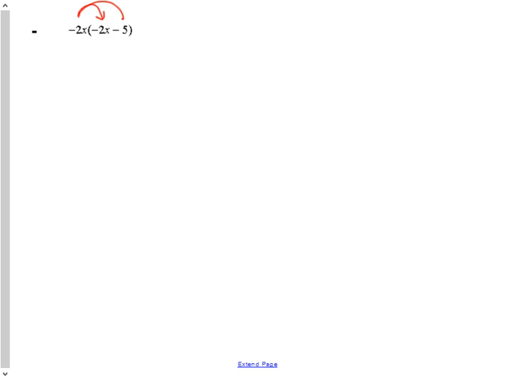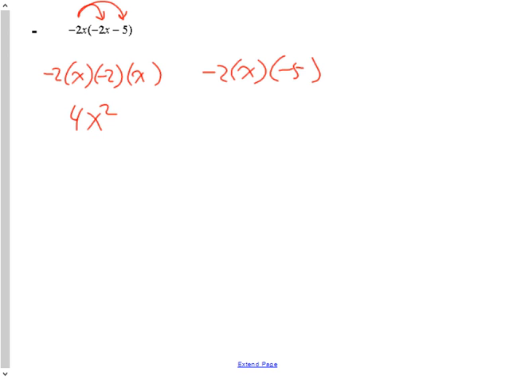Negative 2x multiplied by negative 2x minus 5, so negative 2 times x multiplied by negative 2 times x will be a positive 4x squared. And a negative 2x multiplied by, now be careful not to forget about your sign there. It is a negative 5, not a positive 5. And that's important because it's going to be a positive 10x when you multiply it out. So your solution is 4x squared plus 10x.